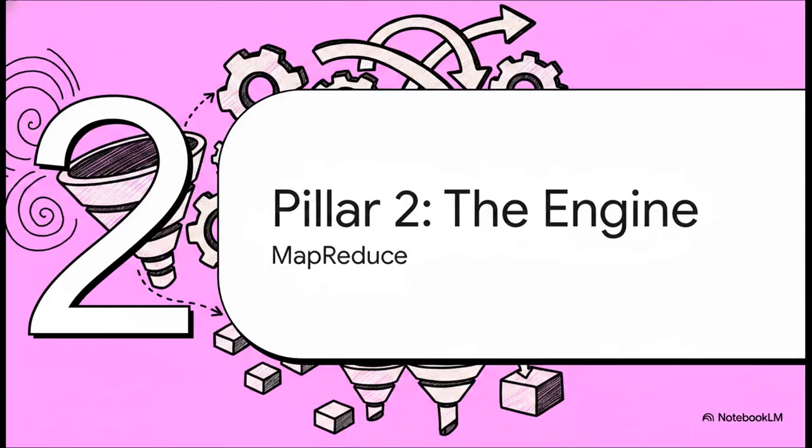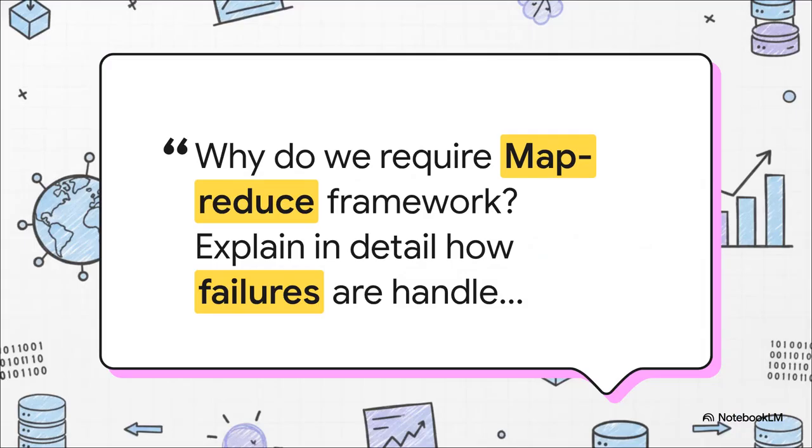Okay, so if functional programming is the language you write in, then our second pillar is the engine that actually runs it. This is the workhorse, the machine that takes all those pure functions and executes them at a massive scale. And that engine is the famous MapReduce framework. And what do you know? Here we go again, another question number 3.